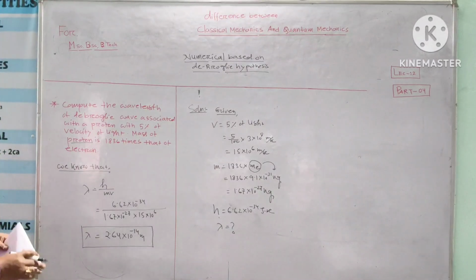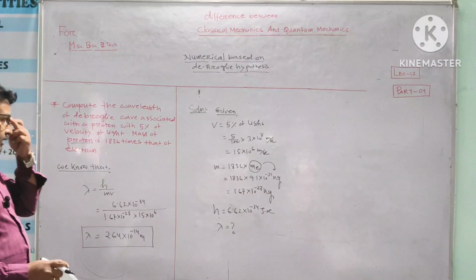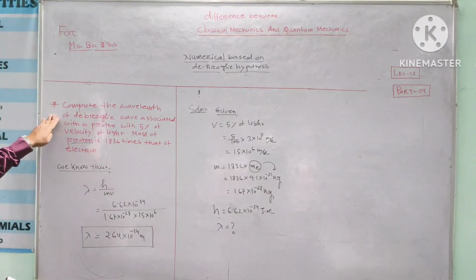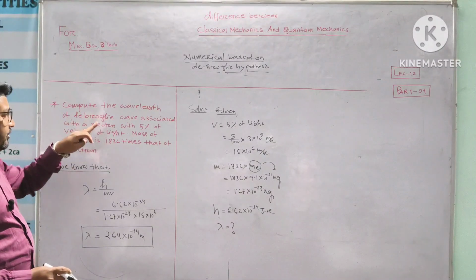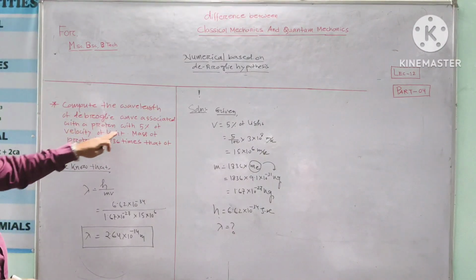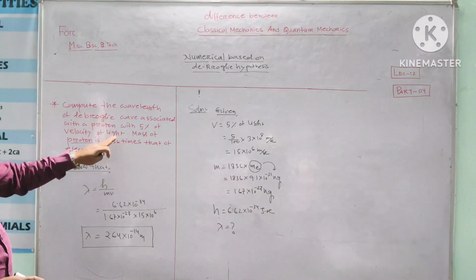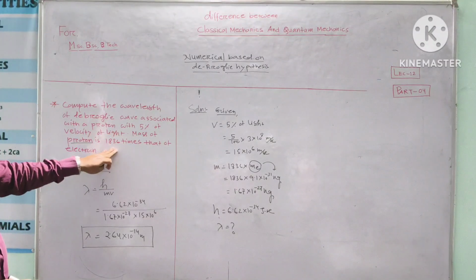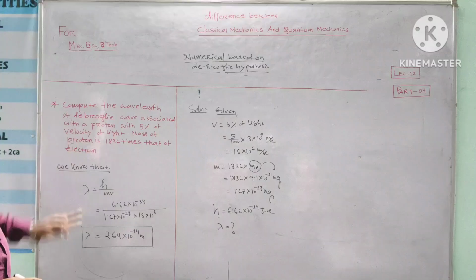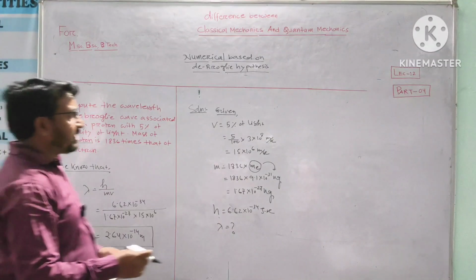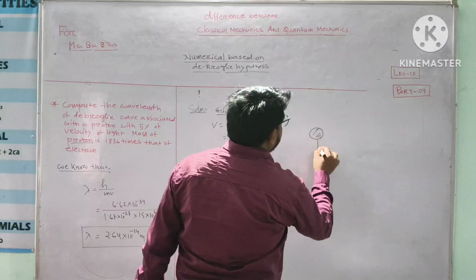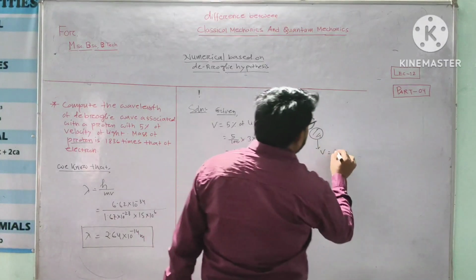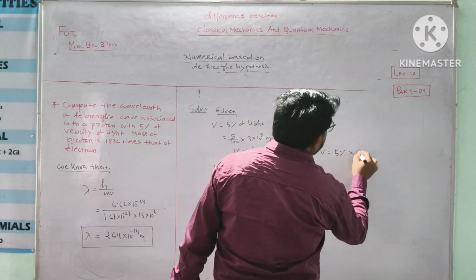Okay, for your better understanding, I am going to repeat it once again. The statement of this numerical problem: compute the wavelength of the de Broglie wave associated with a proton particle with 5% of the velocity of light, and the mass of the proton is 1836 times that of the electron. It means that, suppose this is a proton particle, and the speed of the proton particle v equals 5% of c.